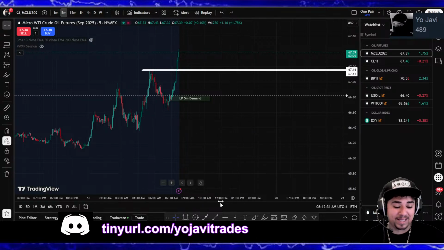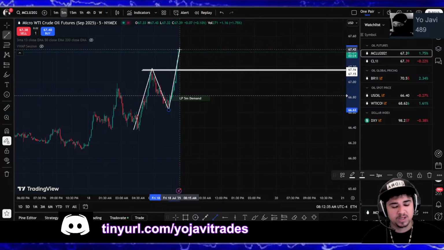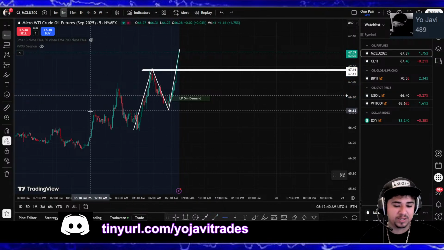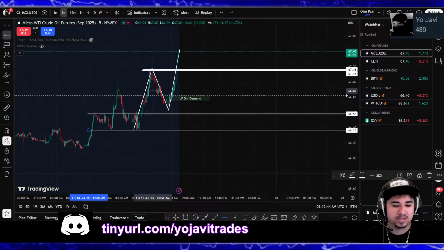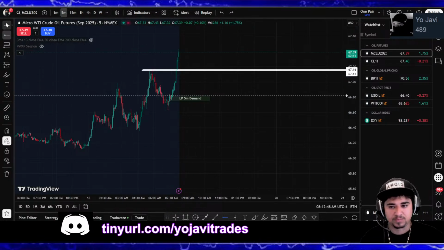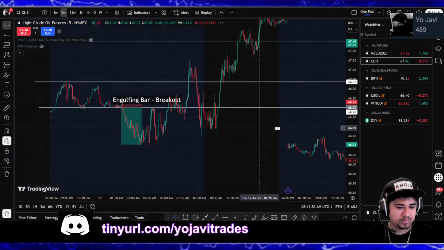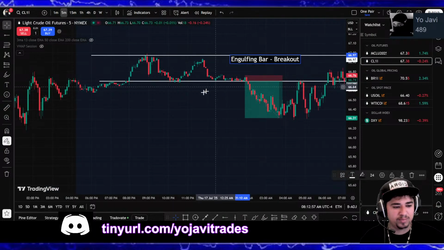So technically, the cleanest market structure is here. It starts from here. This is really the cleanest market structure, because here you technically have the head and shoulder, kind of like a range there, broke out, came back. So the cleanest market structure is here on this side. Okay, I just shared this one, the engulfing bar breakout.